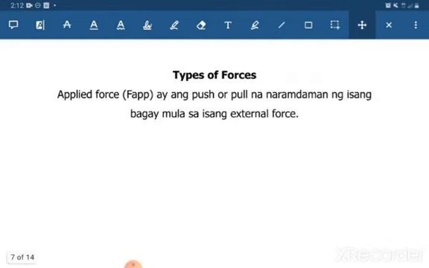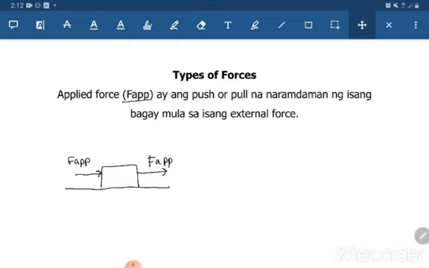Okay, let's go to the types of forces. First one is the applied force. So, tulad ng sinabi natin kanina, applied force. You have a box, pwede mo siyang itulak, nag-apply ka ng force sa kanya, applied force. Halimbawa, meron siyang handle, pwede mo siyang hilahin, applied force.